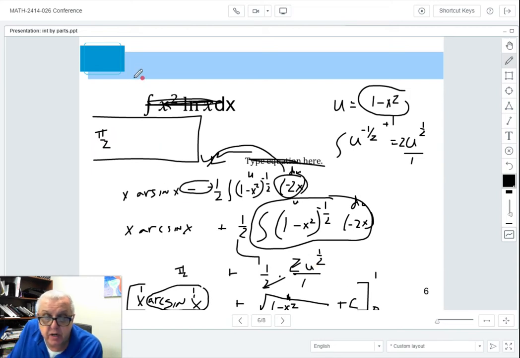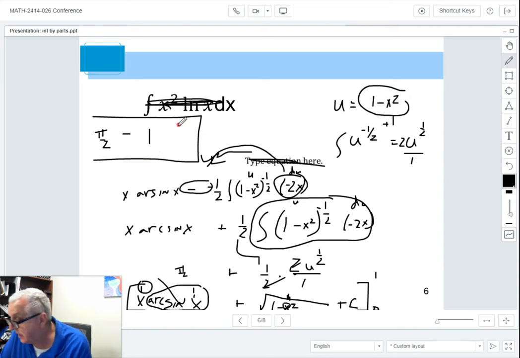And then we subtract and put 0 in. If I put 0 in there, I get 0. Put 0 in here, I get the square root of 1, which is 1. So my answer is pi over 2 minus 1. So that's the answer, unless they want a decimal answer.